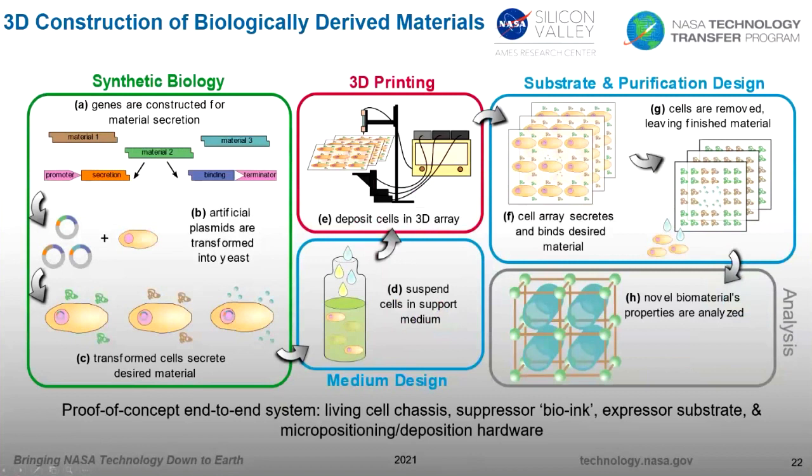So there are a number of parts that all have to work together for the proof of concept that we put together for this project. At the upstream side, you need to basically develop a cell chassis. This is the cell that is going to make the material that you care about. You could implement this with a cell line that just naturally produces the material that you want. But for our purposes, we wanted to show that we had a more flexible solution than that.